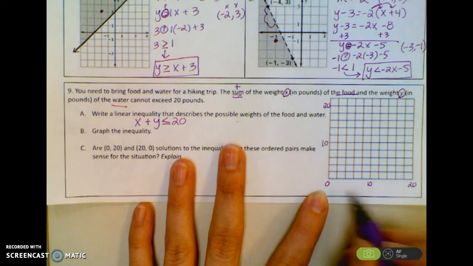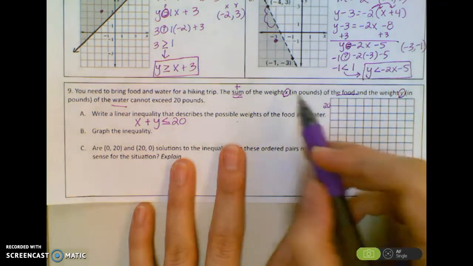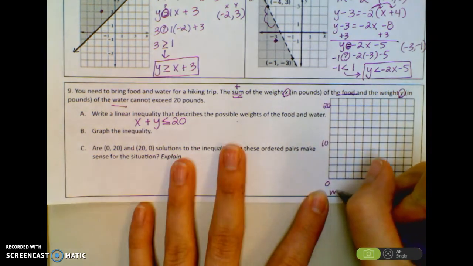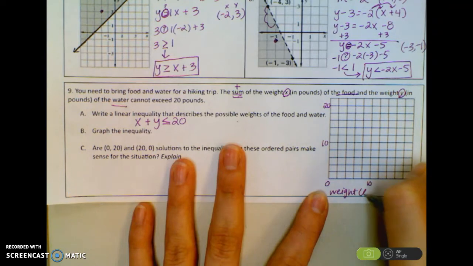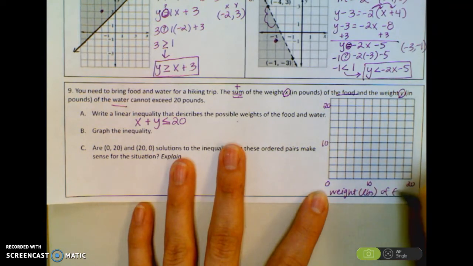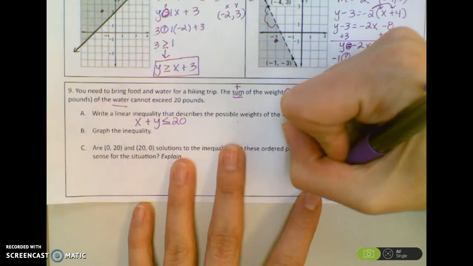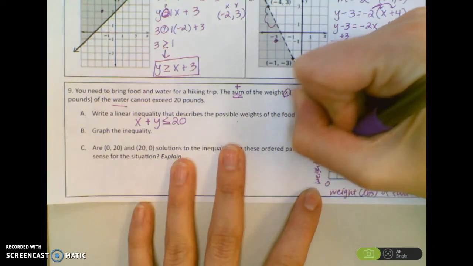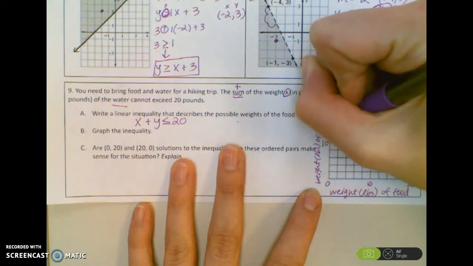All right, so now we want to label our axes. We have that X is the weight in pounds of food. So that's going to be the weight in pounds of food. And Y is the weight in pounds of water.